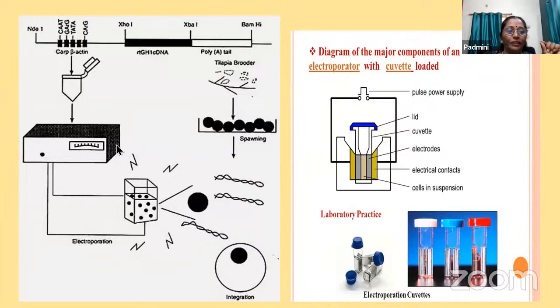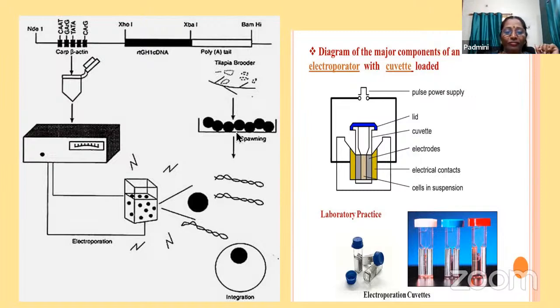This is how it is done. This is the machine where you're going to give that electric current. Now this is a gene of your interest with a beta actin promoter, the gene of interest, and a poly A tail where it is going to stop. Then you have a tilapia brooder over here, tilapia fish. That is what we are talking about. You're going to collect the eggs and the sperms, and you're going to fertilize them after spawning.